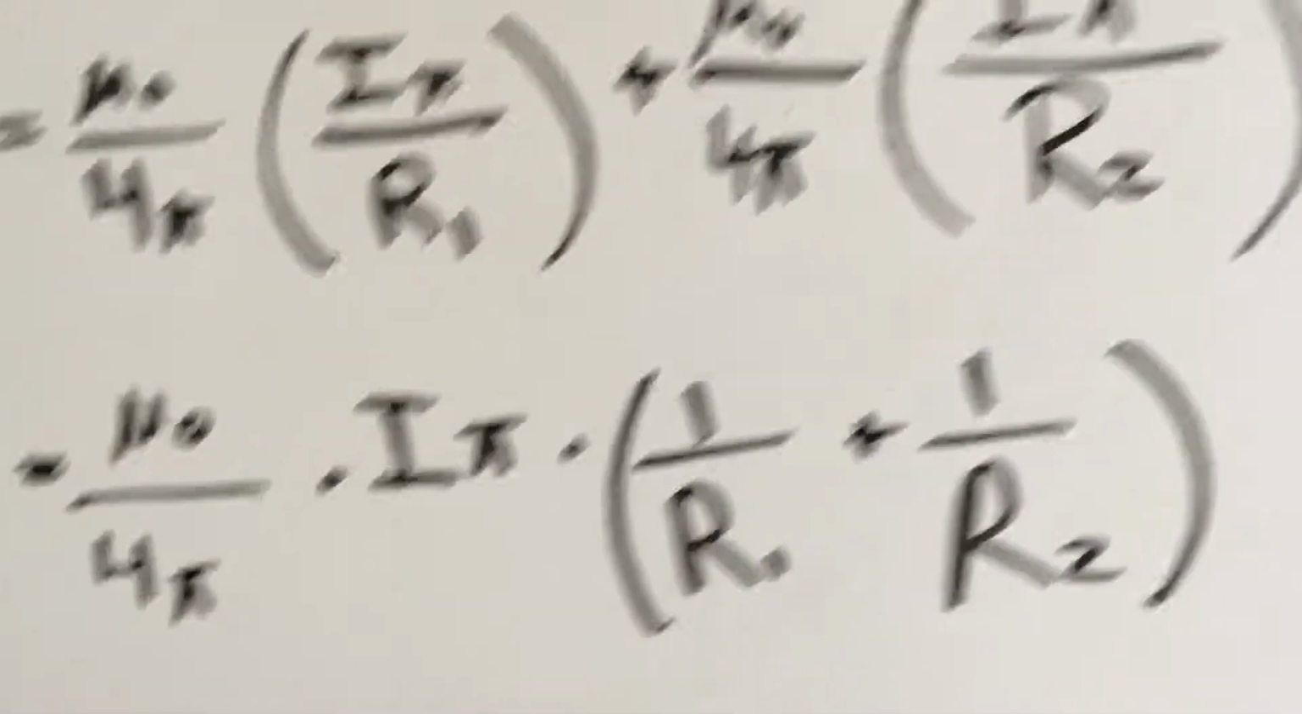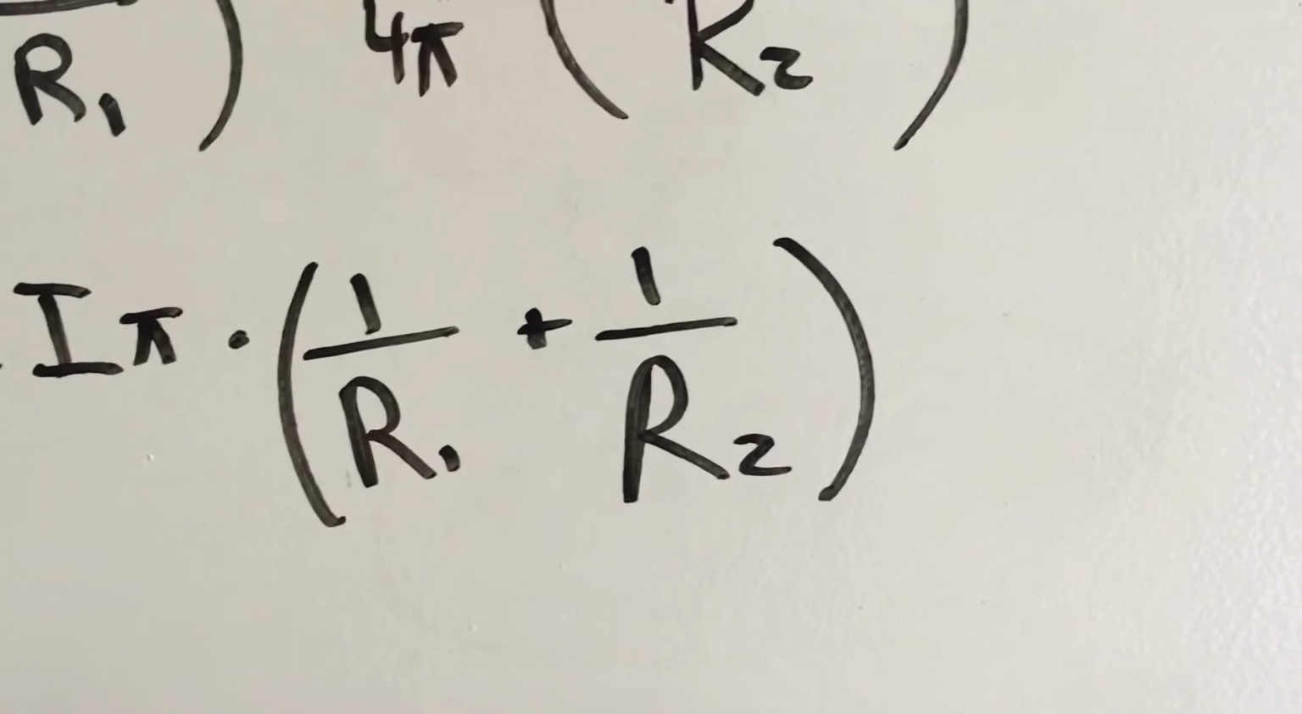So then you get B net is equal to mu naught over 4 pi times I pi times 1 over R1 plus 1 over R2.